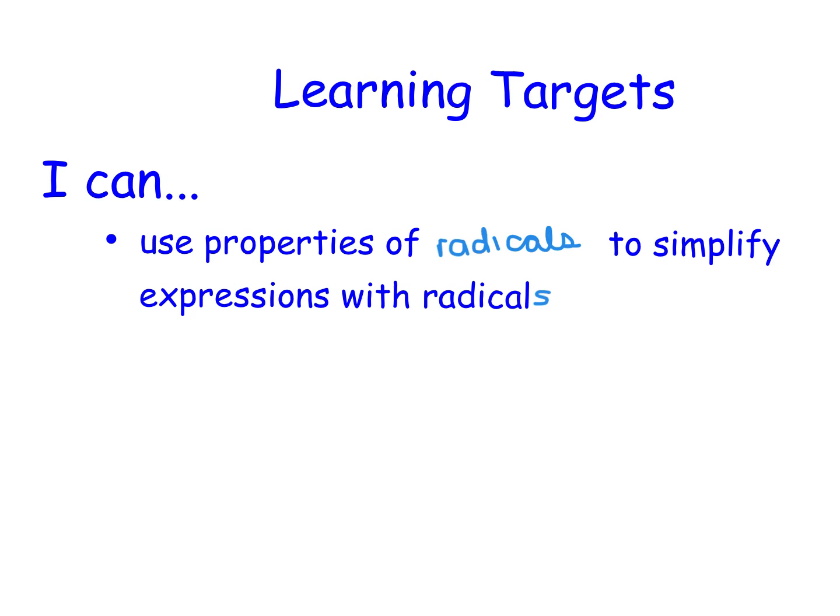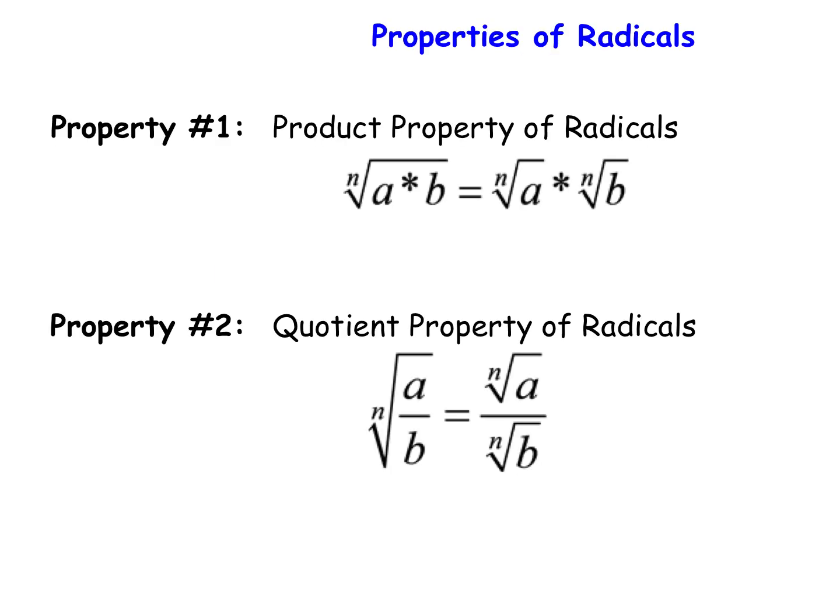In this video, we're going to use properties of radicals in order to simplify expressions that contain radicals. There are two main properties of radicals that we need to be aware of. The first is the product property, or the multiplication property, of radicals.